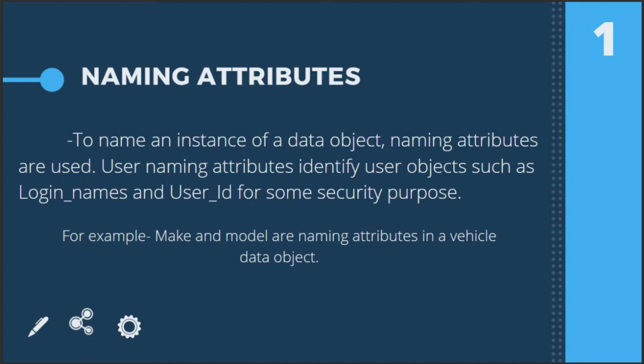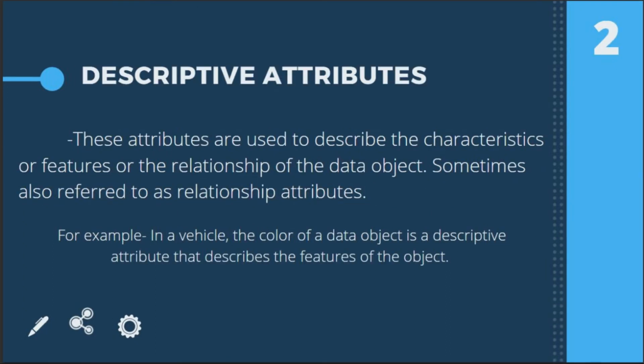So in the given example, examples of naming attributes are make and model in the vehicle data object, and login name and user ID in the user object. According to the definition, a naming attribute is like an identifier of an object. So in the user object, its naming attributes are login names and user ID. A user ID cannot have a duplicate. So this is the first kind of attributes. Descriptive attributes.